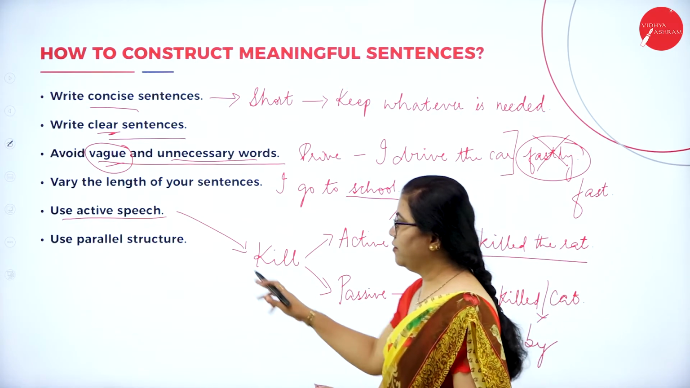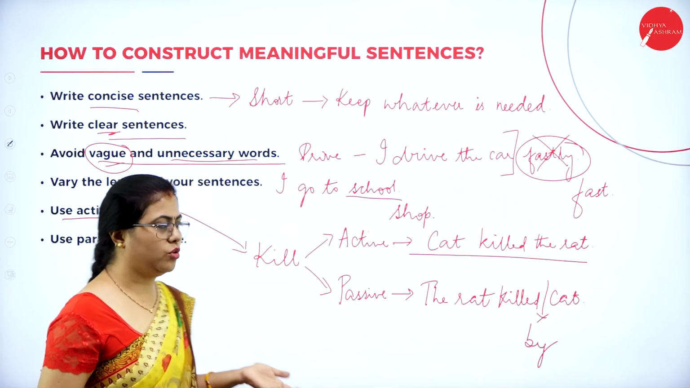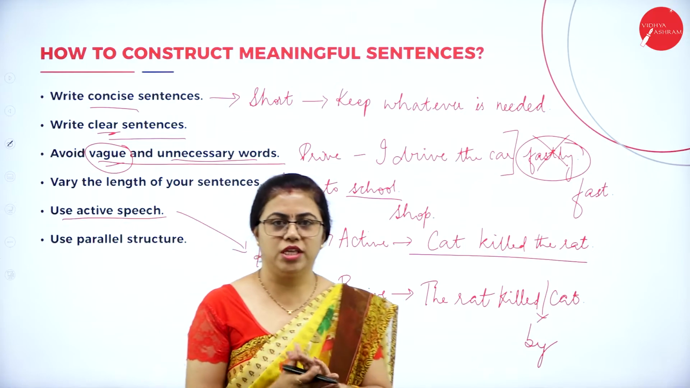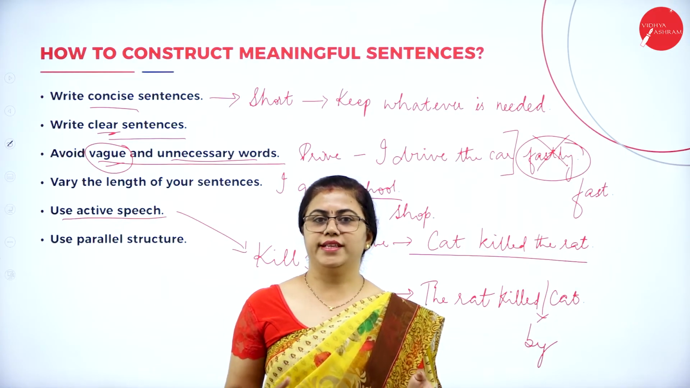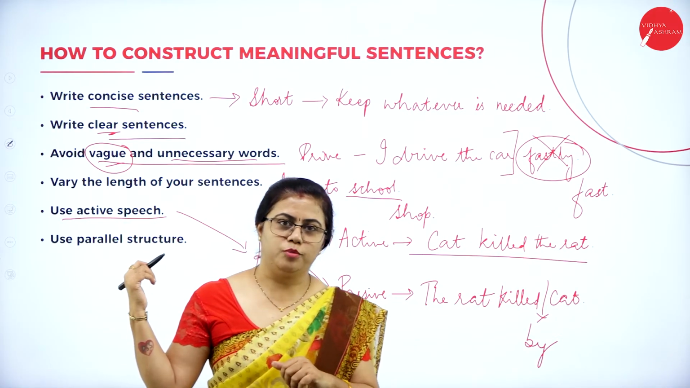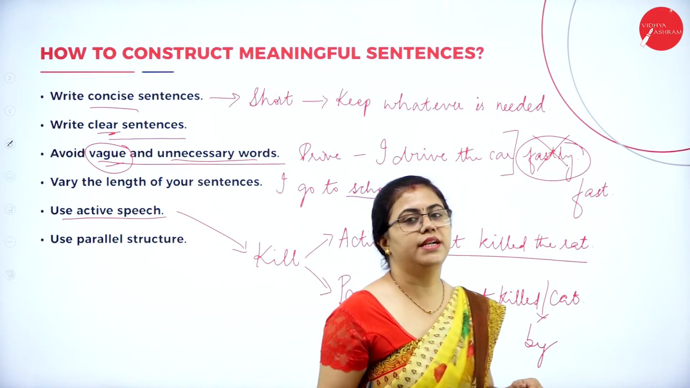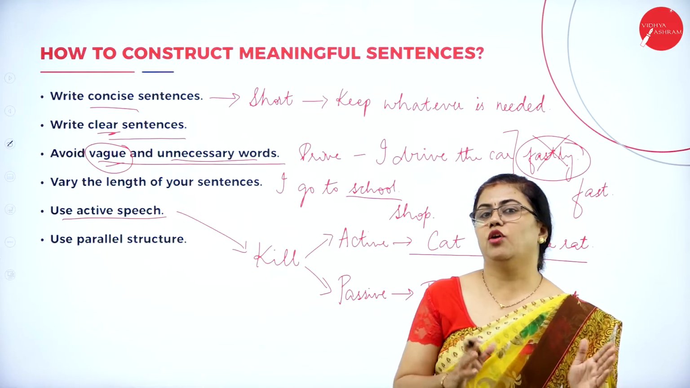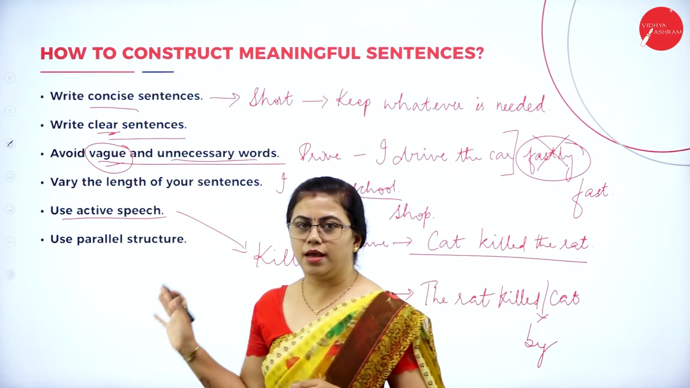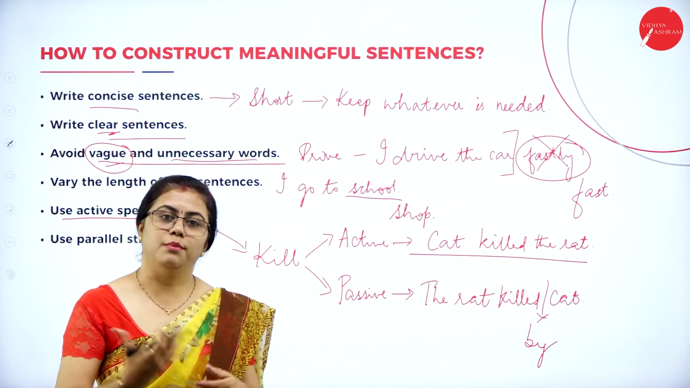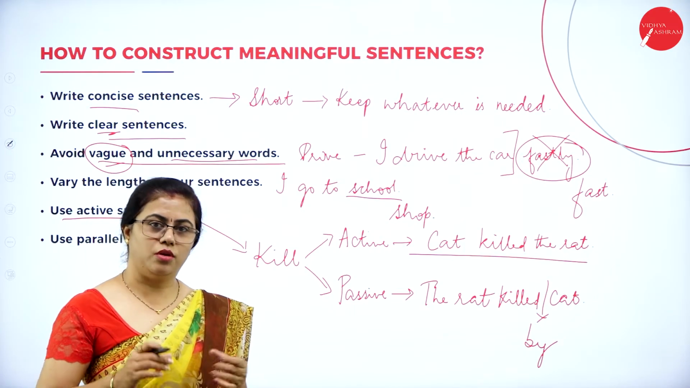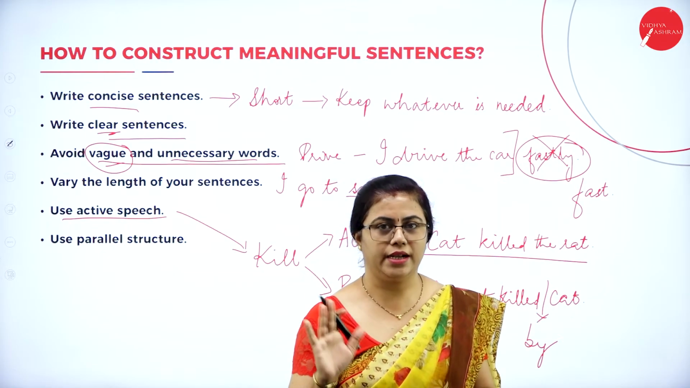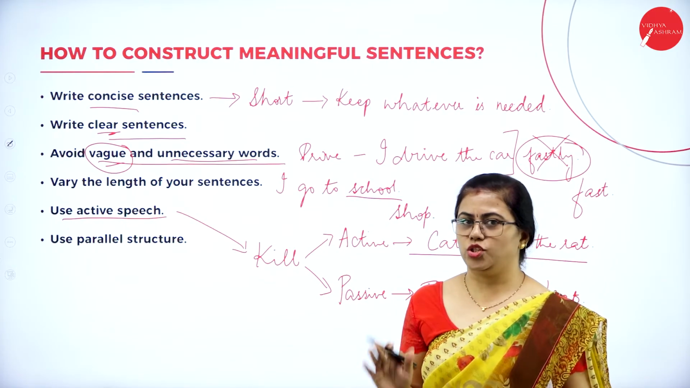Okay, then we have: use parallel structure. If you are comparing two things, please use parallel structure. For example, make use of simple sentences whenever you are comparing two things, or make use of active voice in order to frame sentences. So what I mean to say is, as a whole, please use simple sentences, please make it direct to the point, and please use active voice.